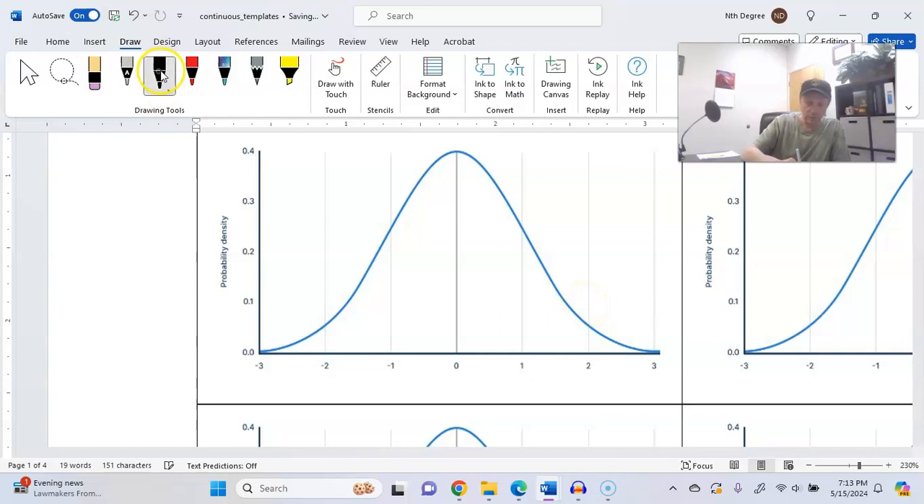Okay, z equals negative 0.14. So that's pretty close to 0, right about hereabouts. And draw the vertical cutoff there. Boy, that's pretty sloppy. Okay. And we want the area to the left of that. So we're going to shade that first so we can look at it.